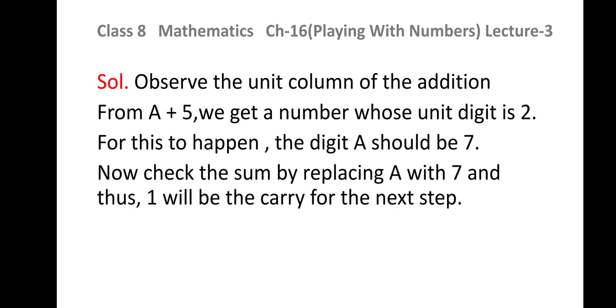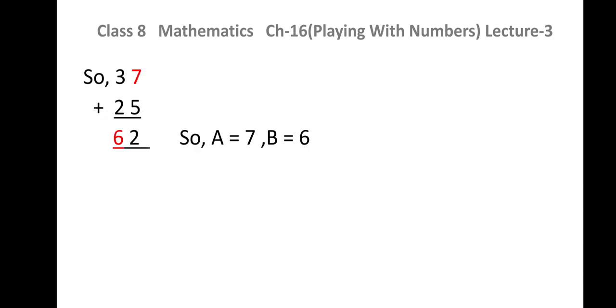Now check the sum by replacing A with 7 and thus 1 will be the carry for the next step. So in the next step, 1 plus 3 plus 2 will give you 6. So the value of A is correct, and after putting the value of A as 7, I will be getting the value of B as 6. So it will be 37 plus 25 will give you 62. So dear children, in few questions you may need to go with the hit and trial method, means you need to keep on putting the values of the variables to check the answer. And every alphabet can take the values from 0 to 9.